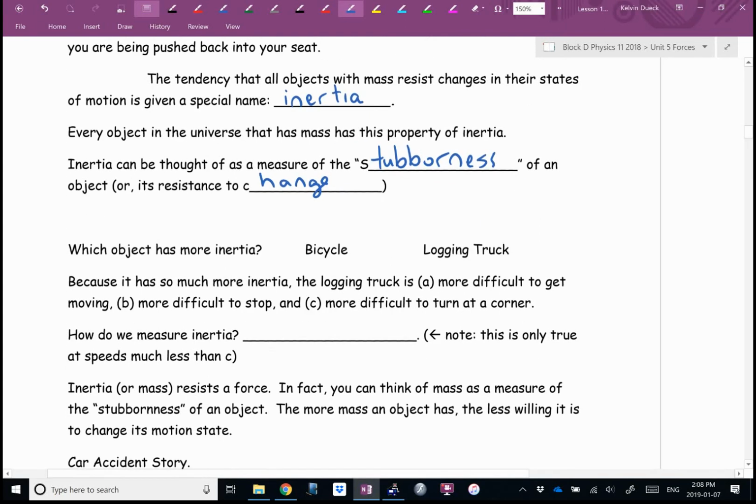What object has more inertia, a bicycle or a logging truck? Quick. Because of that, we can explain that a logging truck is more difficult to get moving, more difficult to stop, and more difficult to turn around a corner because you can also accelerate by changing your direction. Vectors have both magnitude and direction.